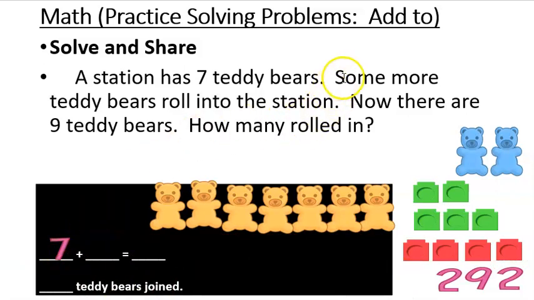Now we keep reading, ready? Here we go. Some more teddy bears roll into the station. So we're going to have some more teddy bears down here. We don't know how many. We're going to have to keep reading. Let's read again. Now there are 9 teddy bears. How many are there now? There are 9.